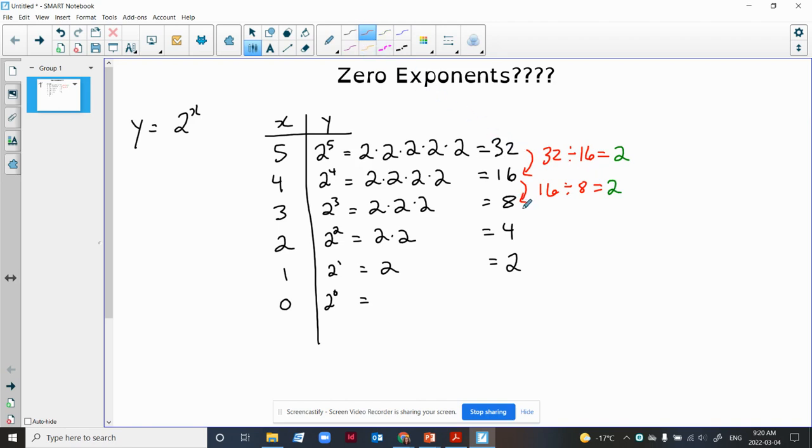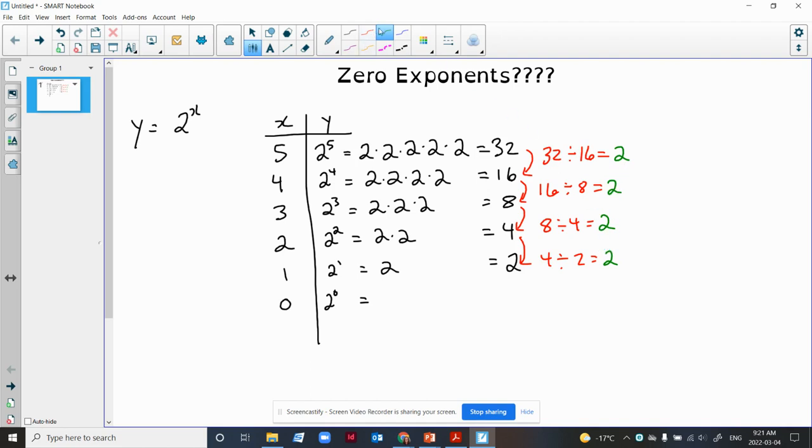Then we have 8 divided by 4, and that equals 2. Hopefully you can see the pattern that is happening. That's what exponents mean: we're increasing by a constant ratio. We're increasing by 2 each time. That's what we did in our multiplication. So 4 divided by 2 is going to equal 2. If we want to keep the same pattern, our ratio is 2 each time.